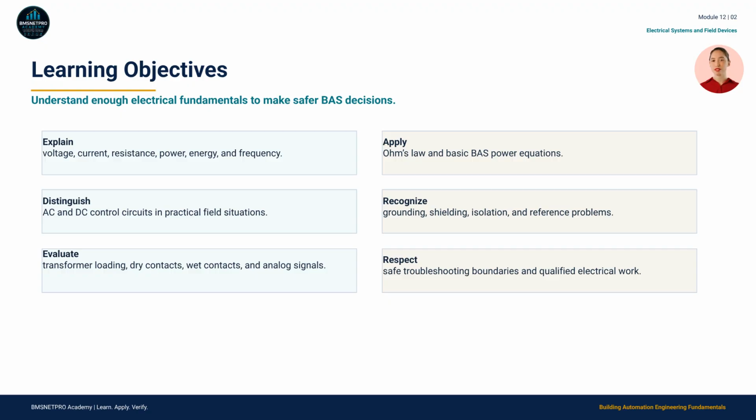By the end of this module, the learner should be able to explain the main electrical quantities used in BAS work, apply basic equations, and identify common problems in real control circuits. The biggest goal is judgment.